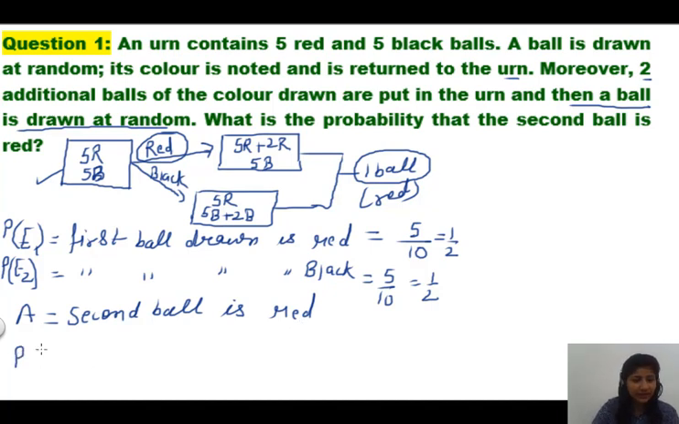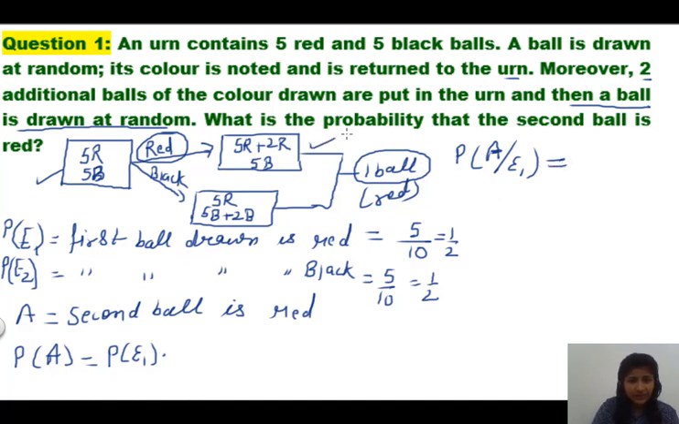Now we have to actually find out P of A. As you can see the statement just says what is the probability that the second ball is red. There is no condition to it that the second ball is red when the first ball is red or black. So no conditions. This is a question of total probability. So we are going to apply law of total probability. As we see, there are two cases in it. So the formula will be P of E1, when E1 has happened, suppose the first ball is red, what is the probability of happening of A? That means getting the second ball as red.